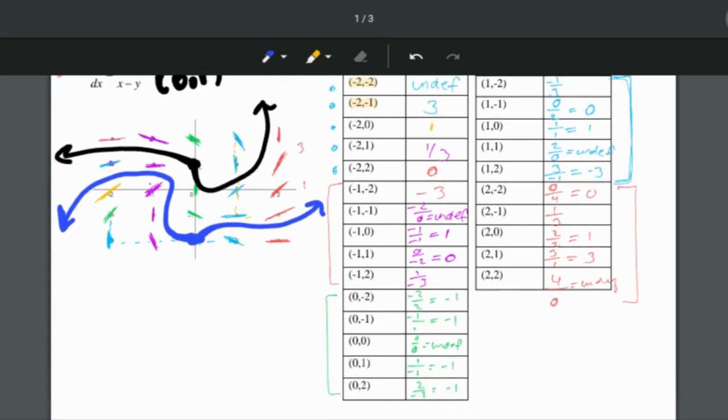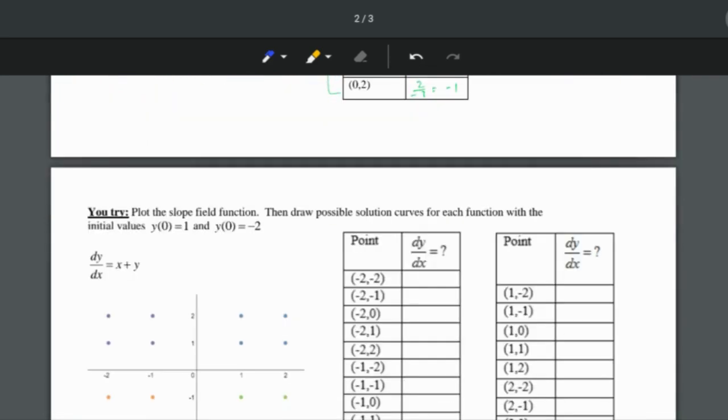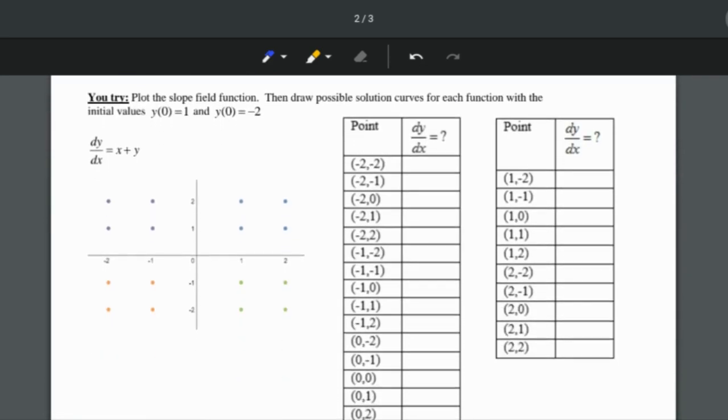I know that was long. Hopefully they won't all be as long as that. This one should be a little bit easier. It's the same thing. Give it a try. Pause the video. See if you can do it.